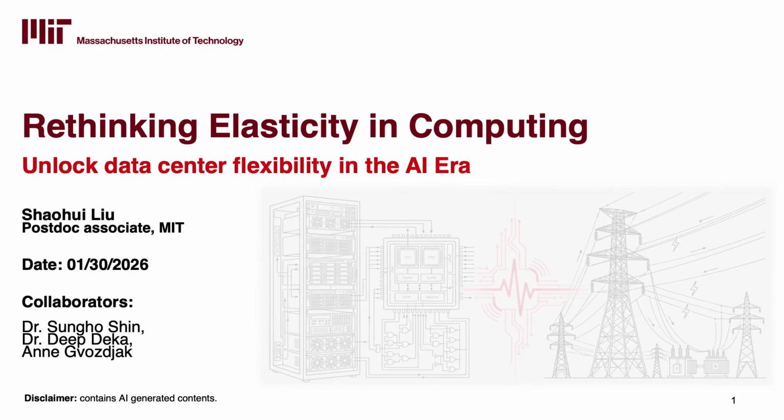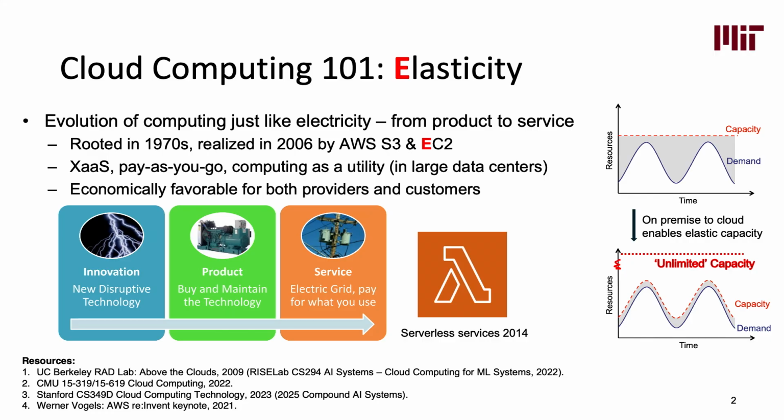So the title I actually changed quite a few times. Eventually, I think "Rethinking Elasticity in Computing" is the best one, because everything we have in this modern world, like the data centers, including all the cloud technologies, if we root it back almost 20 years ago, it all comes back to this word elasticity. And I'm going to give a short introduction first to help everyone understand how this new type of business came about.